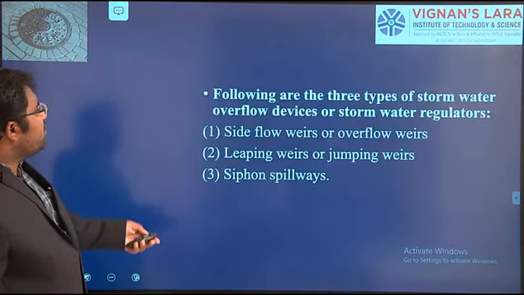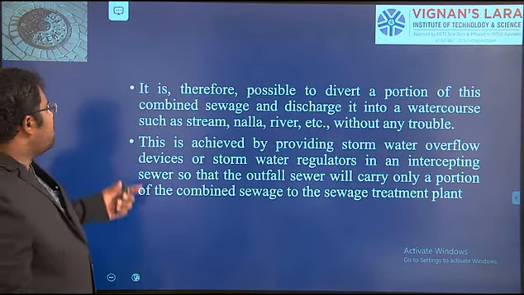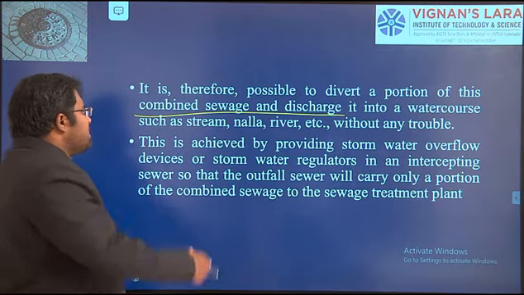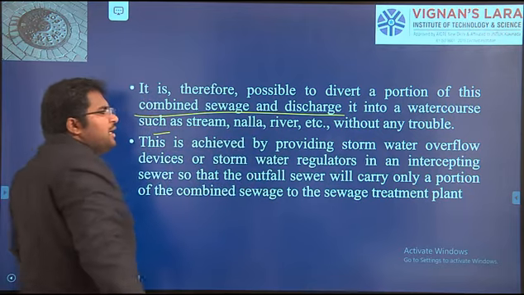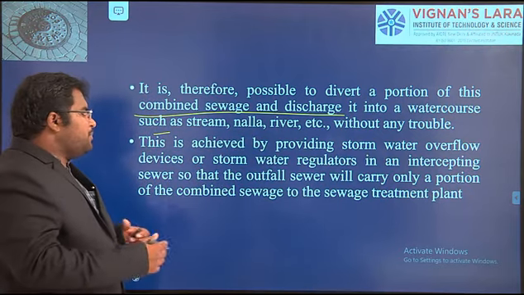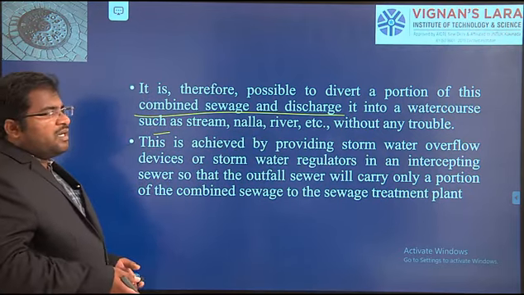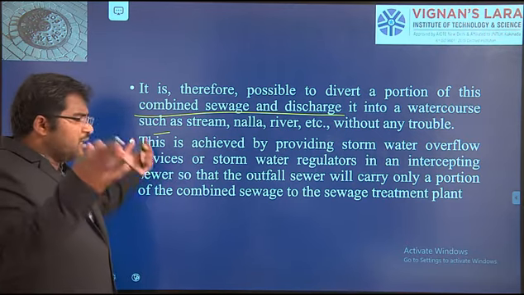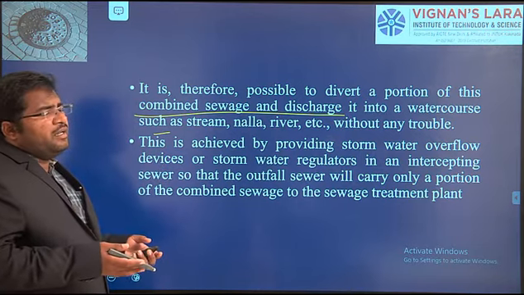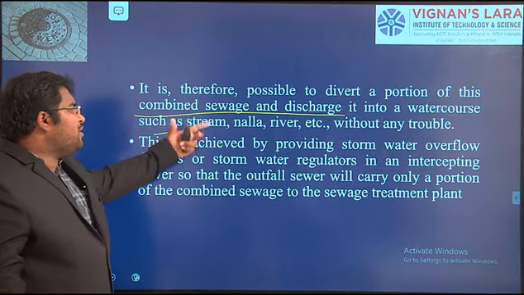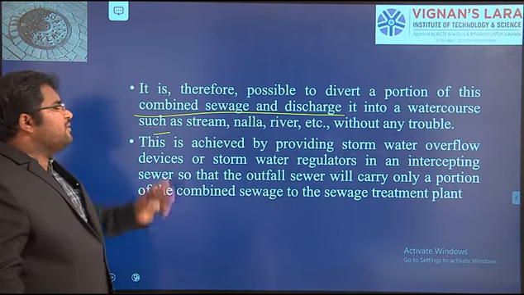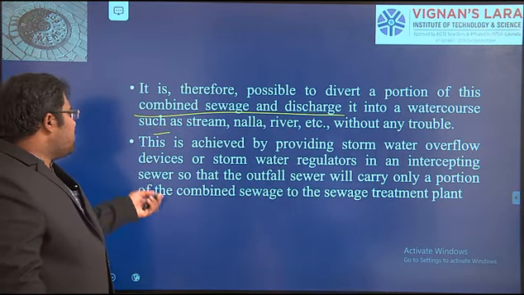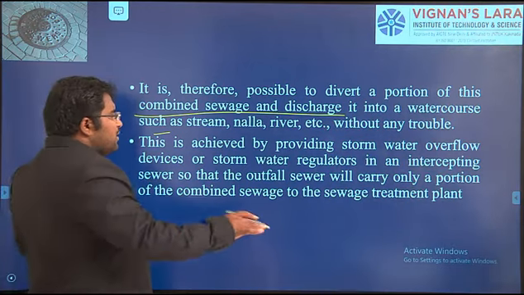It is therefore possible to divert a portion of the combined sewage or discharge into a water course such as a stream, nalla or river without any trouble. We can dispose of the extra water, that is, extra stormwater. It is not advisable to treat it; we are not able to treat that much water. It is a heavy rainfall. That heavy rainfall water will be diluted with the help of these stormwater outlets. This is achieved by providing a stormwater overflow device or stormwater regulators.